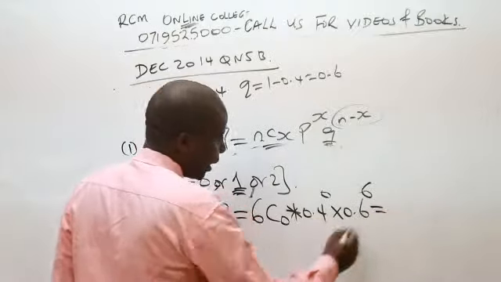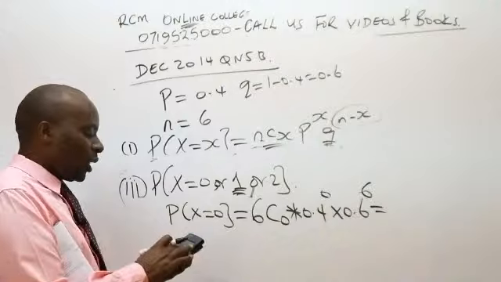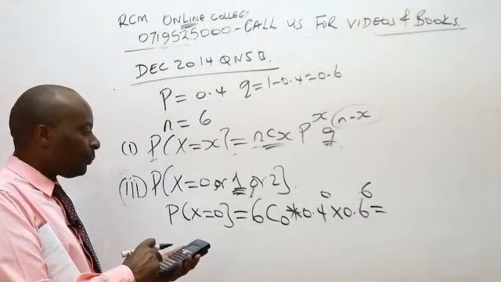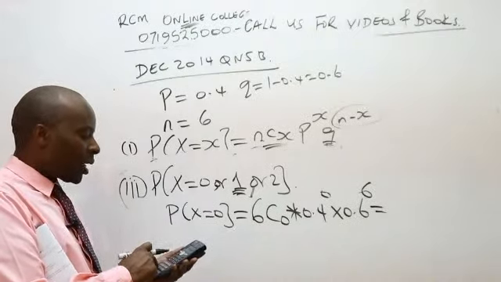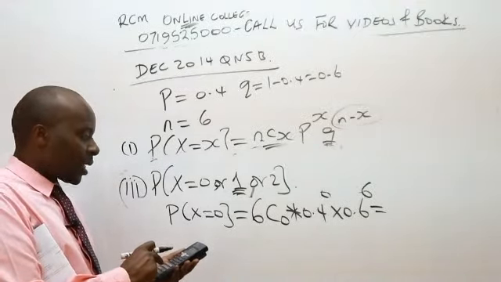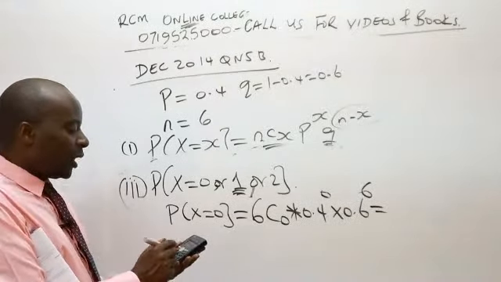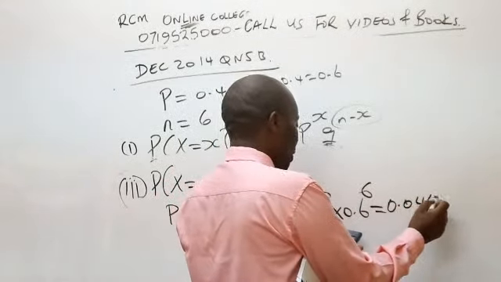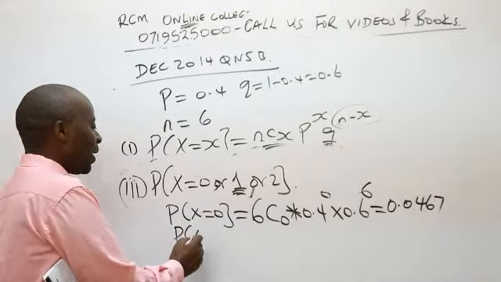So please get out your calculator and evaluate this. What will we get at the end of the day? It will be 6 combinations 0 times 0.4 raised to power 0 times 0.6 raised to power 6, which at the end of the day gives me quite a small probability, 0.0467.